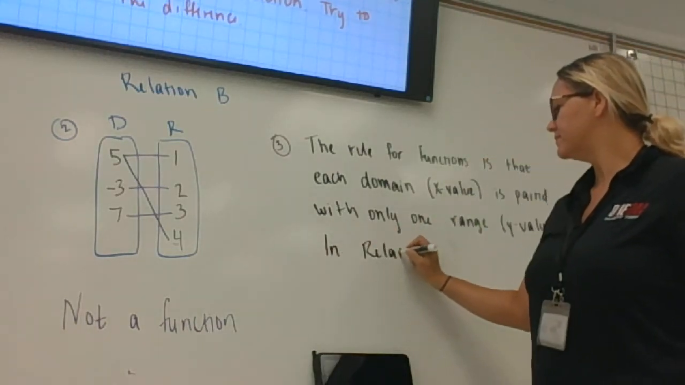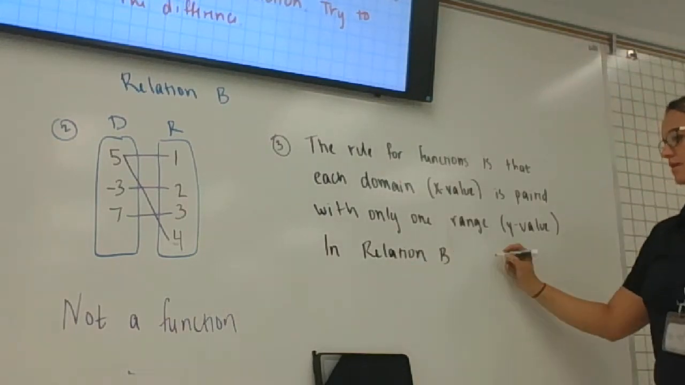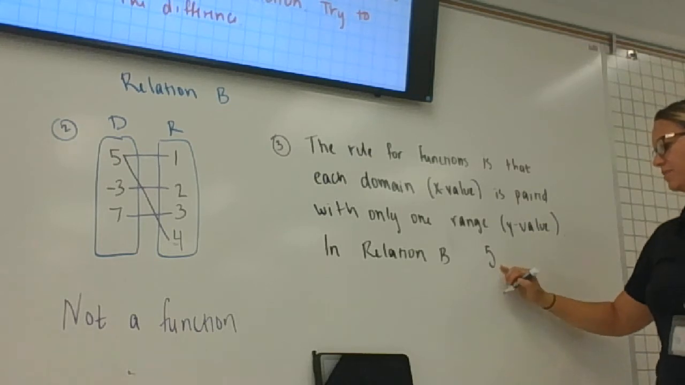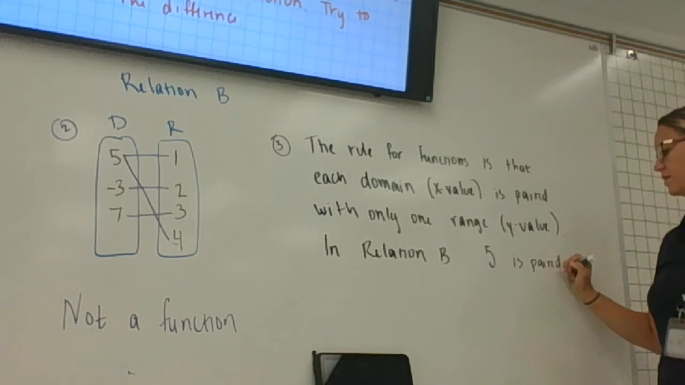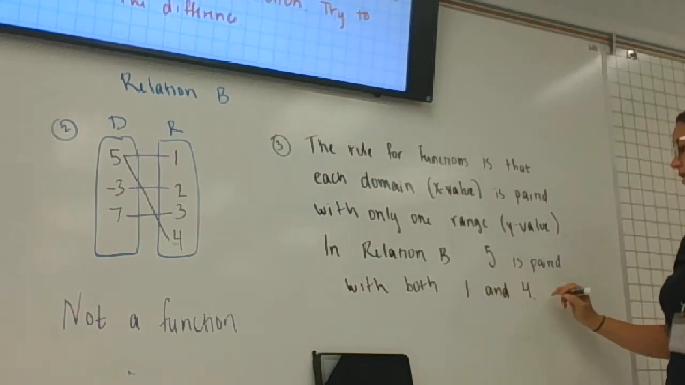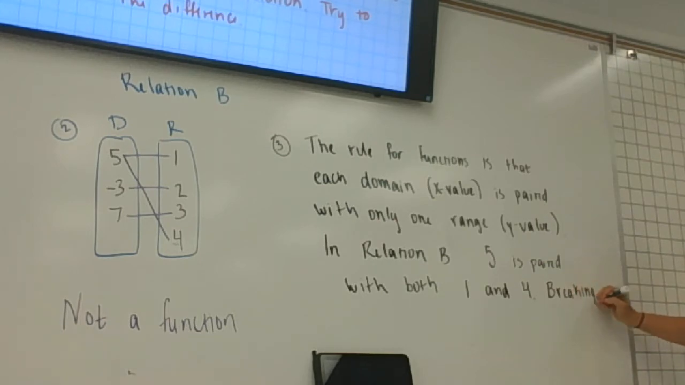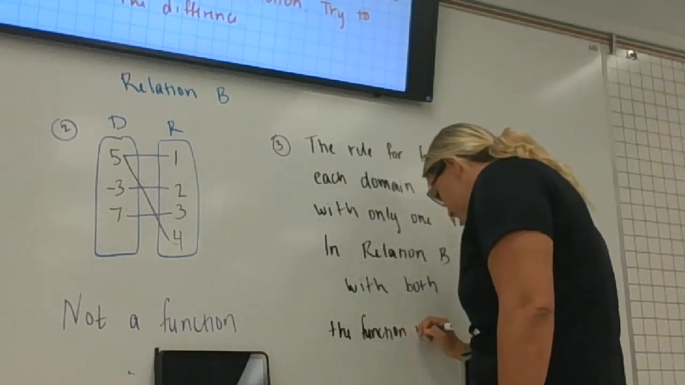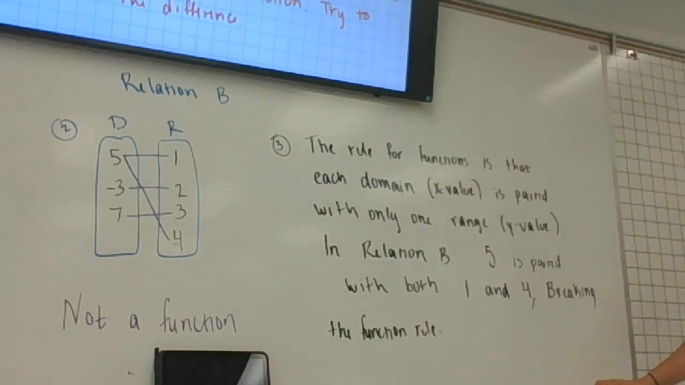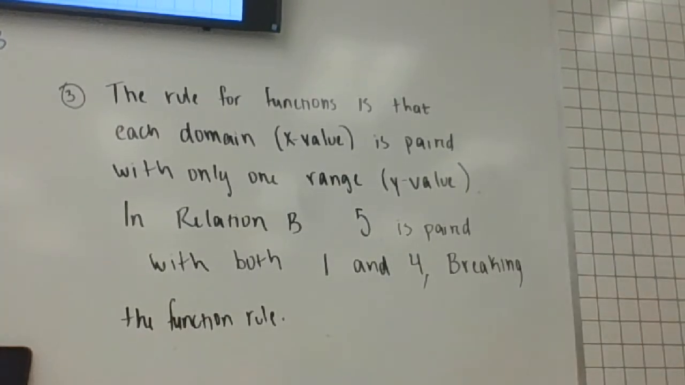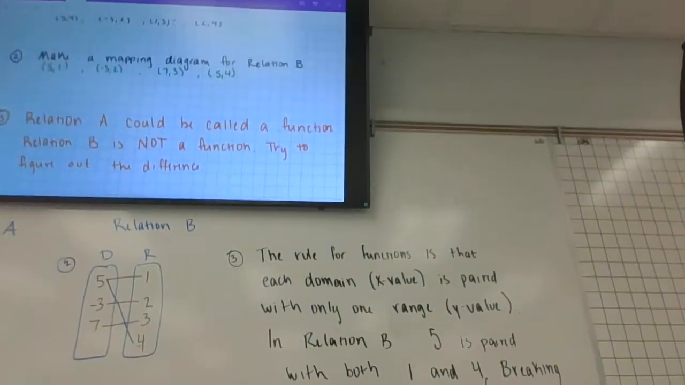In relation B, 5 is paired with both 1 and 4, breaking the function rule. Comma? I need an English teacher. Breaking the function rule. Semicolon? I'm done. That's my period. I'm done on that. So the rule for functions is that each domain is paired with only one range. In relation B, 5 is paired with both 1 and 4, breaking the function rule. Heard quite a few of you are familiar with that, and that's awesome.